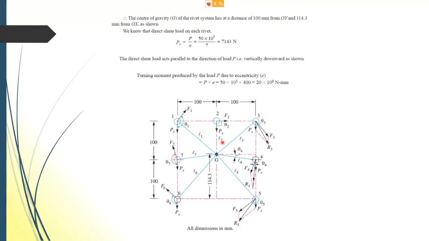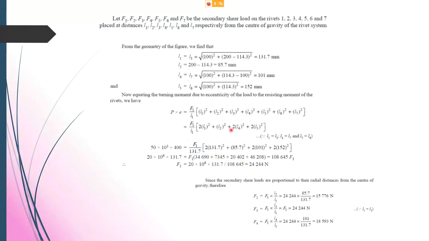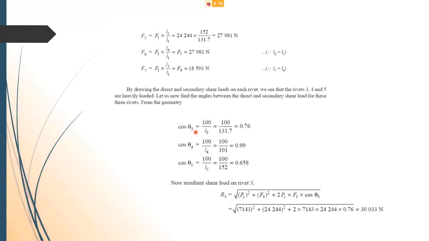So you don't have to actually calculate R1 to R7. If you want to calculate everything, you can do so, but you need only these three rivets. Why only these three rivets? Because these three rivets are the closest to the P. So these three rivets will tend to fail first before 2, 1, 7, and 6. That is why we take 3, 4, and 5.